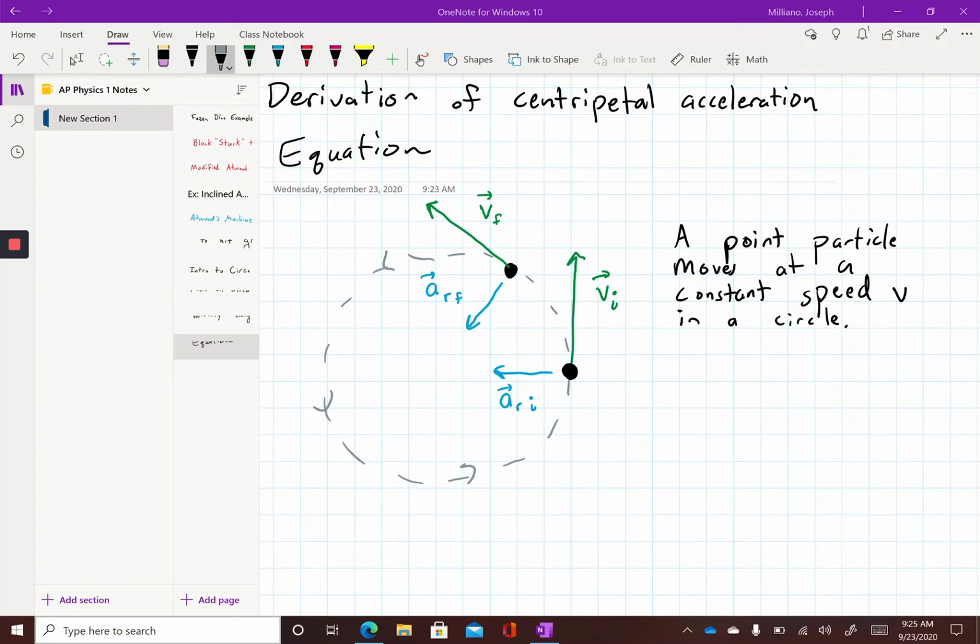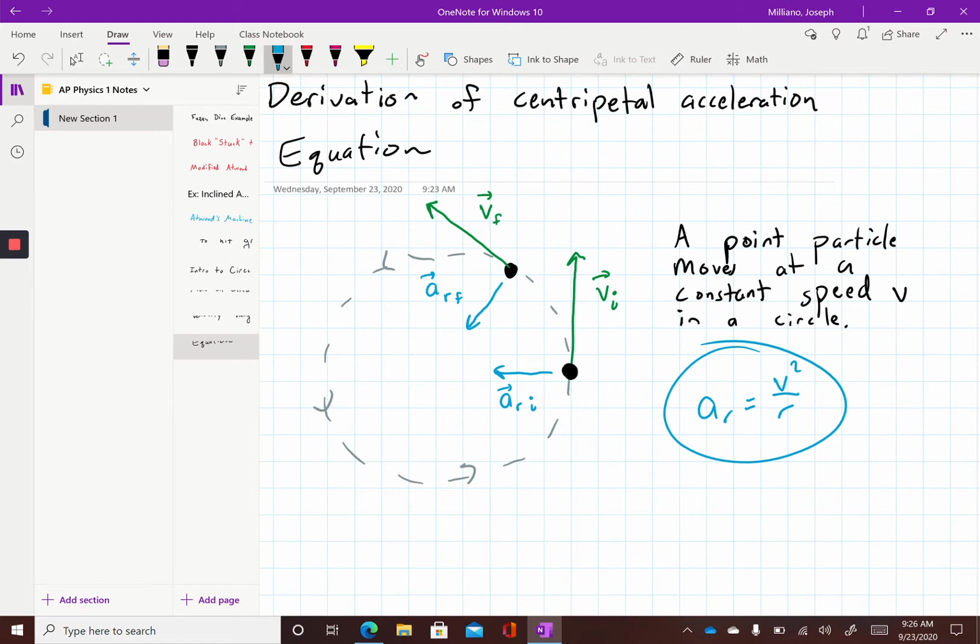In this video, we are going to derive the equation for centripetal acceleration for an object moving in a circle. I've already stated that the radial acceleration is equal to v squared over r. So that's what I've stated already. I want to prove that that's true, and we're going to use a really great geometry proof to make that happen.